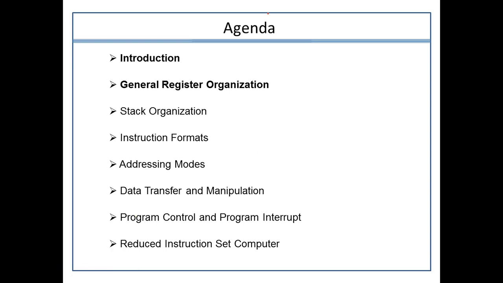In this entire chapter of Central Processing Unit, we will start with the introductory part, where we will discuss the various components of the Central Processing Unit and the functionalities that the Central Processing Unit is performing within the digital machine. And then we will focus upon the general register organization, which exists within the central processing unit.